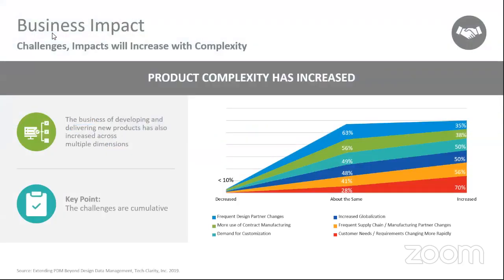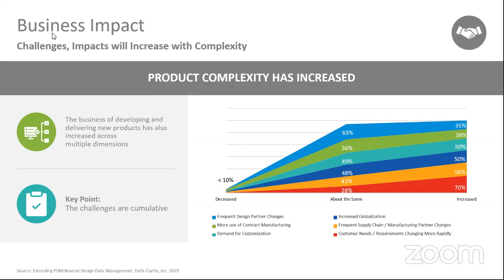Now, I know we've been through this graph before, but product complexity has increased, and the business of developing and delivering new product has also increased across multiple dimensions. The market is more dynamic, with 70% of companies saying that customer needs or requirements are changing more rapidly. And about a third say that it has increased significantly.